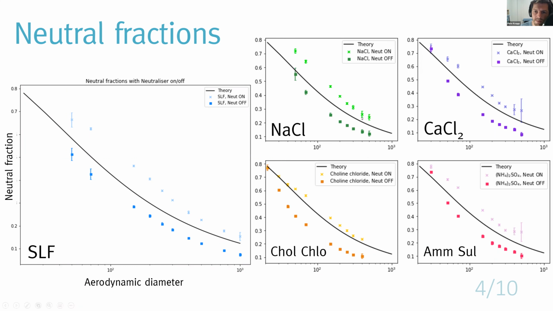I did it with some other salts, and they're consistently showing the same pattern. So when I had the neutralizer turned on, they're consistently giving higher fraction of neutral particles than the theoretical values predicted.